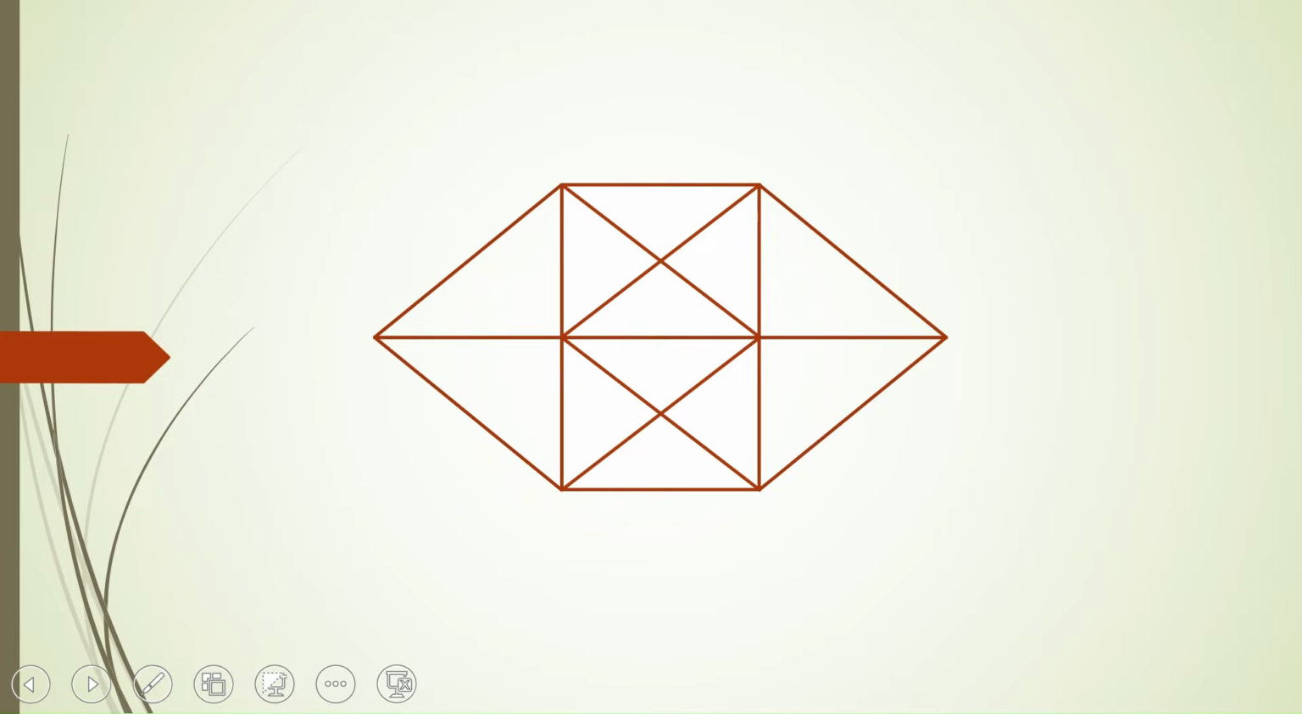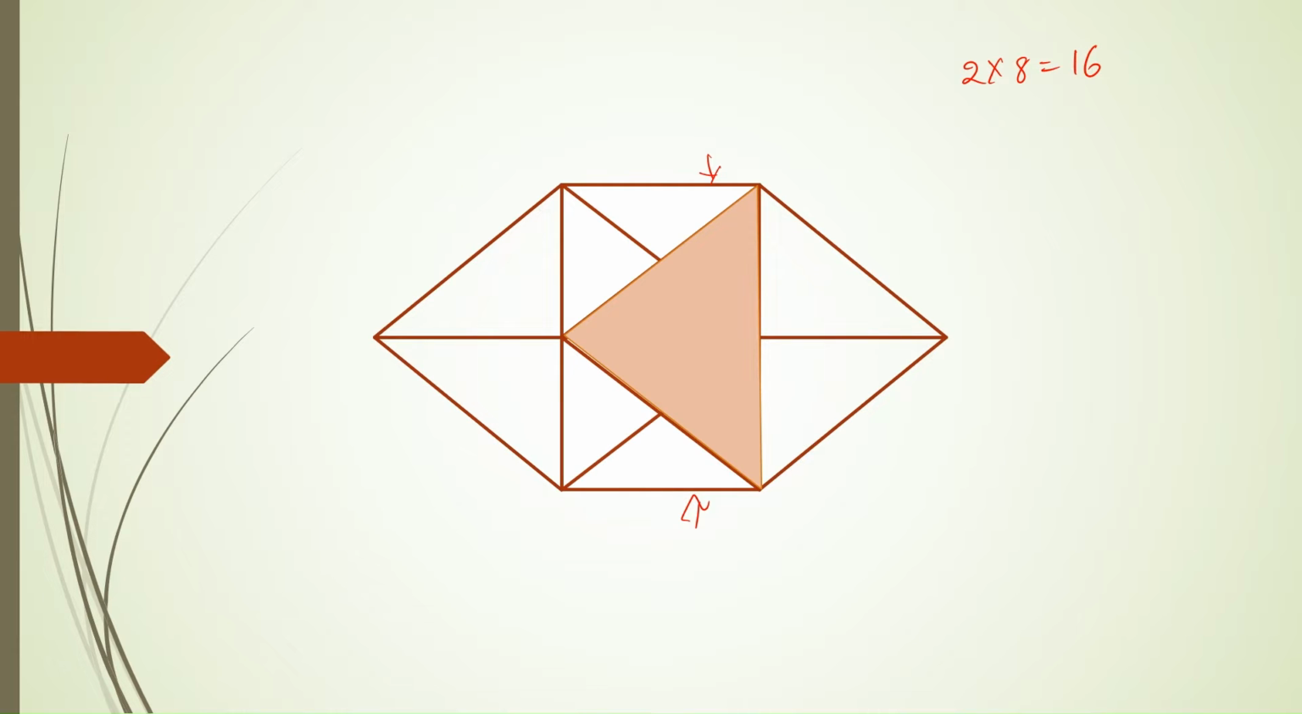Now consider this pattern. Here we have 2 squares, one here in the upper part and the second one in the lower part. So for these two, we can write 2 into 8, 16 triangles. And then we have 1, 2, 2 more triangles here. So we'll add those 2.